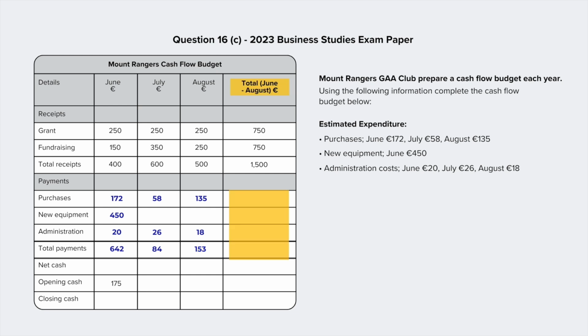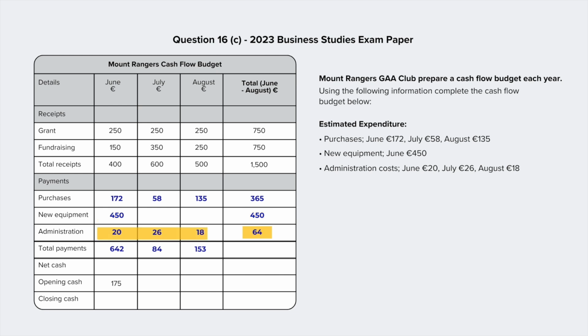We'll start with purchases. So we add up all our purchases from June, July and August and enter it into the total column, which means over the 3 months we've spent €365 in purchases. Same method for new equipment. We only have a June entry of €450 and nothing else on the other months, which means we have a total of €450 for the 3 months.